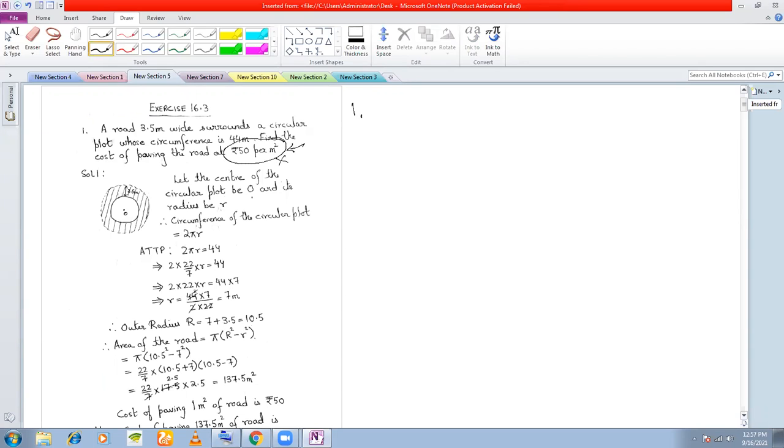A road 3.5 meter wide surrounds a circular plot. So you have a circular plot and you have a road surrounding it. Say, this kind of a road you have around this. Okay, this is your road. So the road is in the form of a circular ring, isn't it?